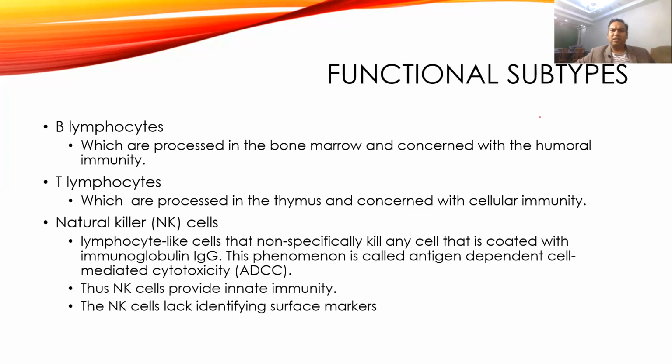The next type of lymphocyte is the natural killer cell, and these are actually part of innate immunity. They are not specific to any antigen or anything. Non-specifically they can kill any cell which is coated with immunoglobulin G. This phenomenon is called antibody-dependent cell-mediated cytotoxicity, and it is a very strong killer, and it also identifies the cells which don't contain HLA markers.